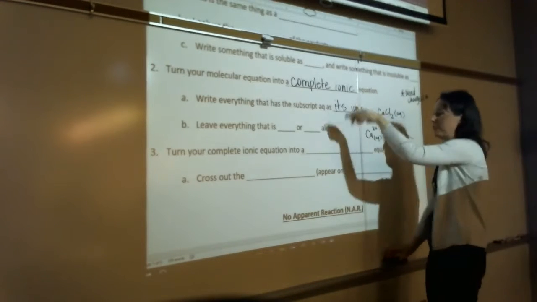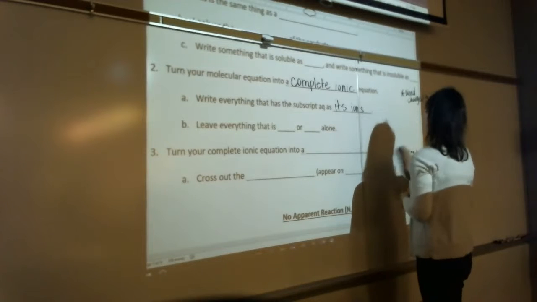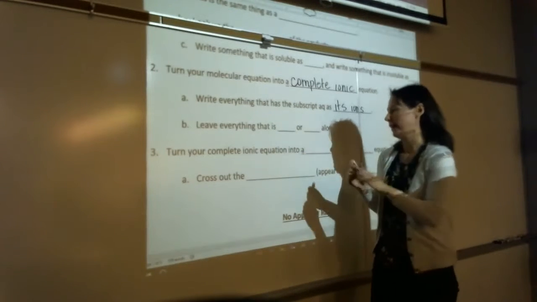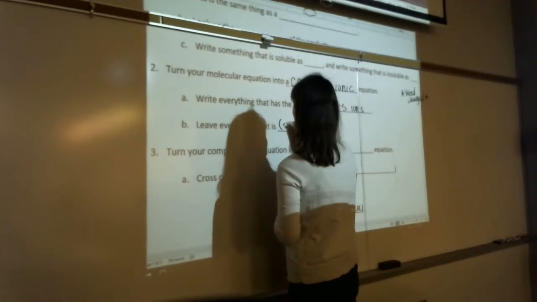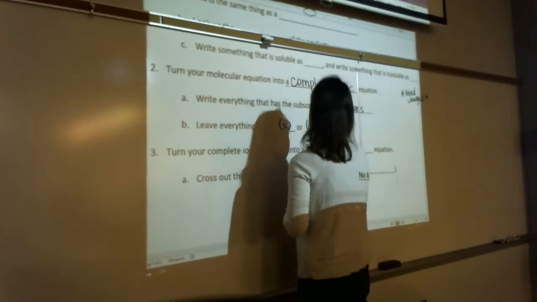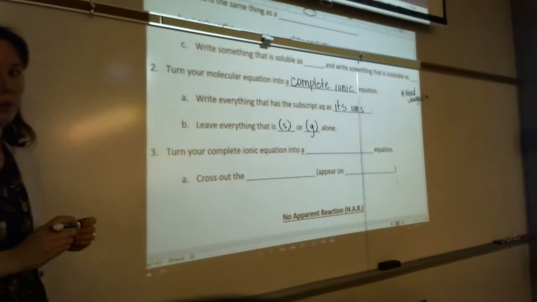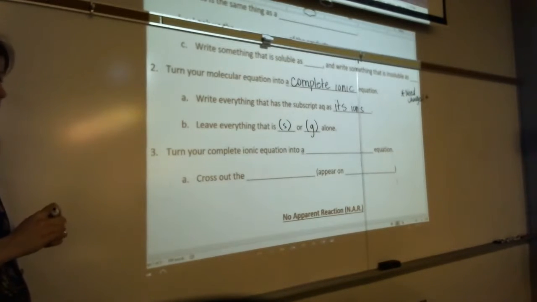So that's where most mistakes get made, is in this part right here. Now, if you have something that is solid, or if for some reason you produce a gas, you just leave it alone. Do not touch it. Just leave it alone.